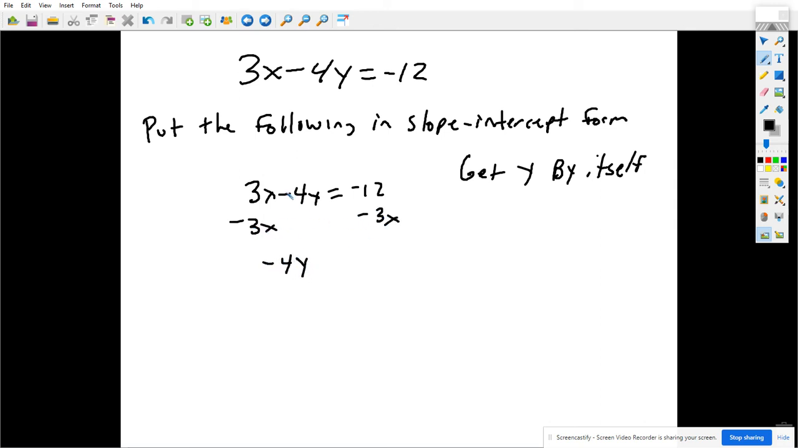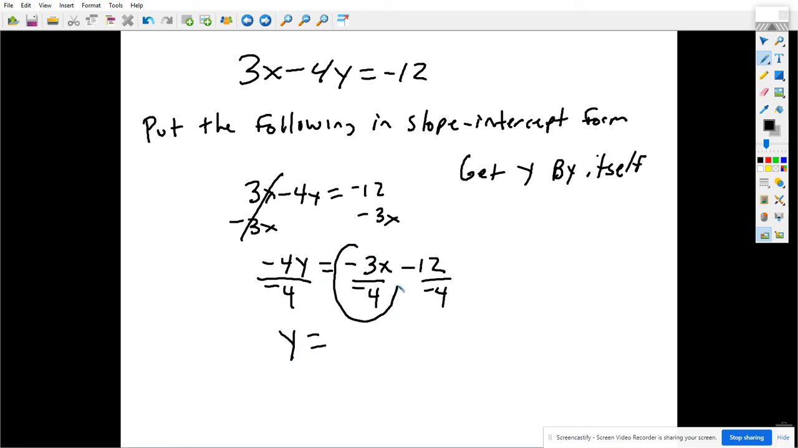Okay, negative 4y. Notice I keep the sign there, is equal to. I cannot combine those, so I simply write negative 3x minus 12. The order doesn't matter, but in slope-intercept form the x is always first, so I'd like you to get familiar with putting that first. And then to get y by itself, I'm going to divide everything by negative 4.